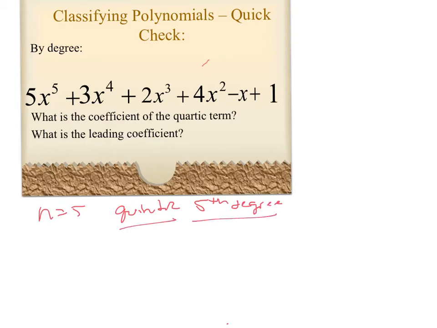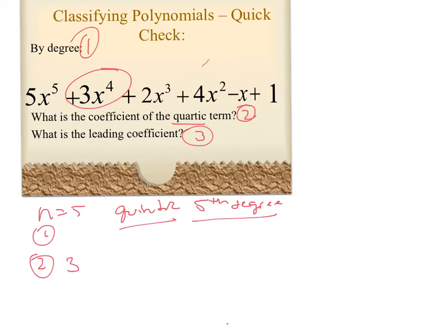What's the coefficient of the quartic term? So this is, we'll call that 1, we'll call this 2, we'll call this 3. So this would be 1, 2, quartic term is fourth power. So the coefficient of the quartic term is 3. What's the leading coefficient? Well, the leading coefficient is the coefficient of the highest degree. So that would be 5. So that is the leading coefficient.